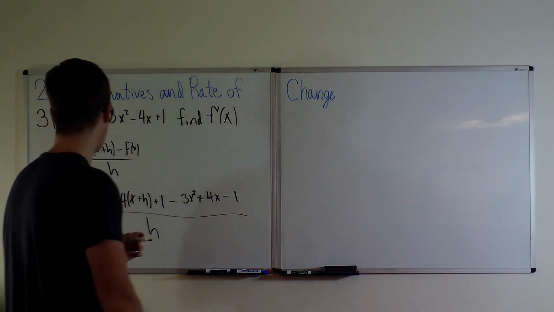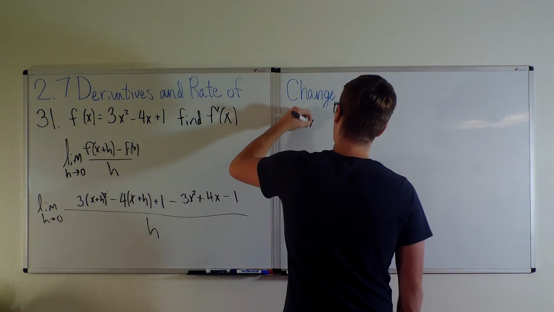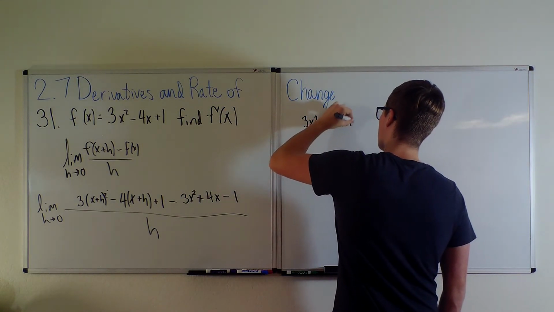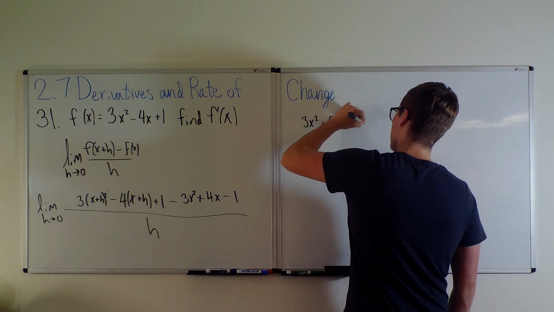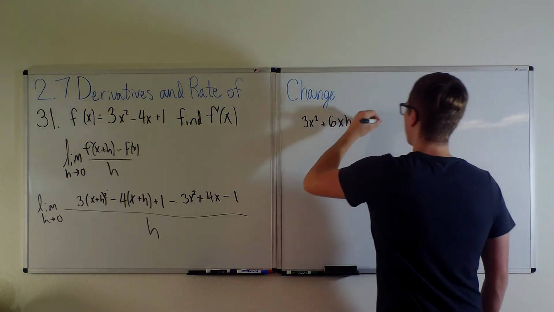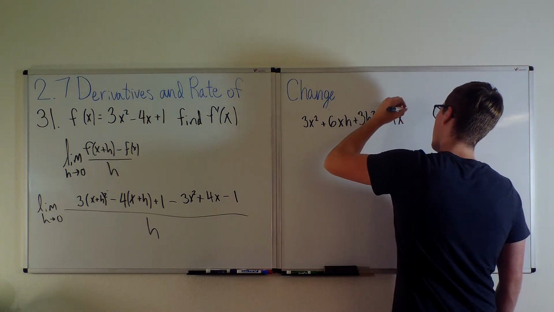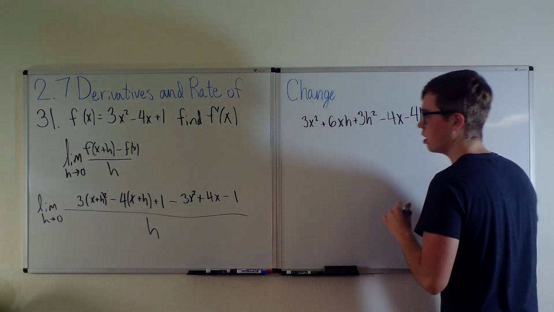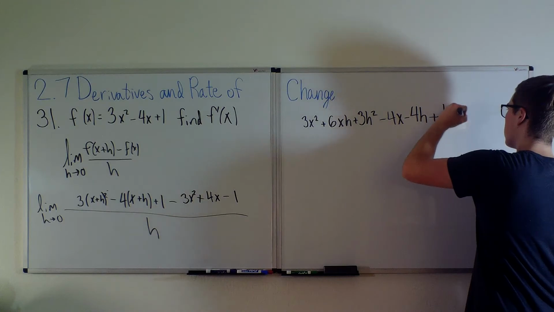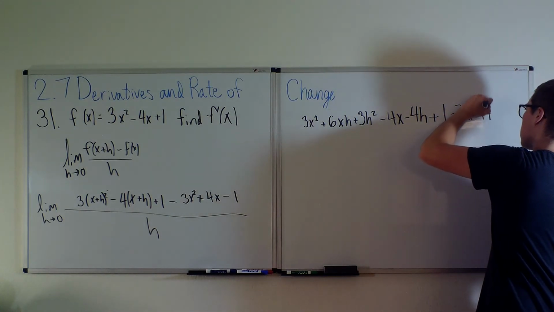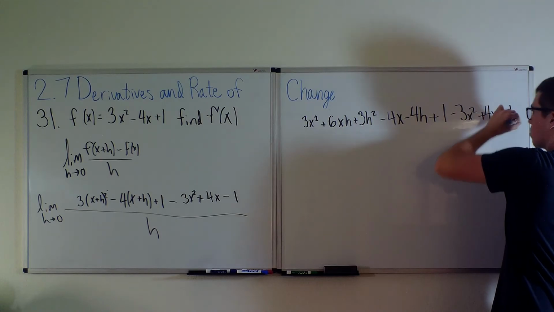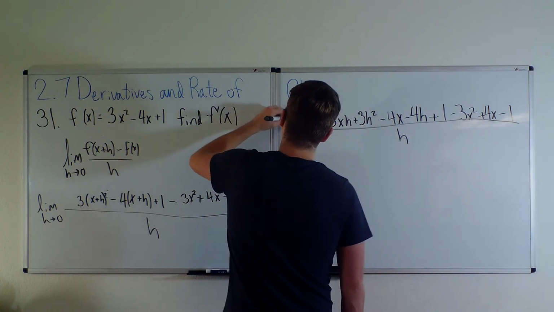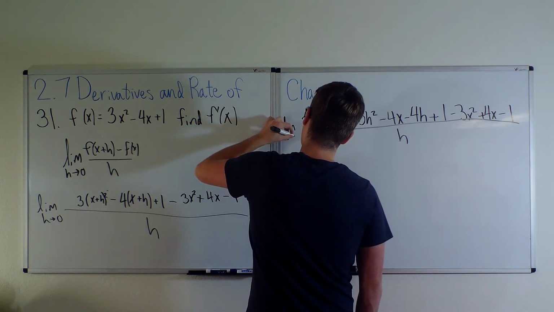So now we multiply this out, so we get 3x squared plus 6xh plus 3h squared minus 4x minus 4h plus 1, minus 3x squared plus 4x minus 1. And this is all over h, and then you have a limit as h approaches 0.